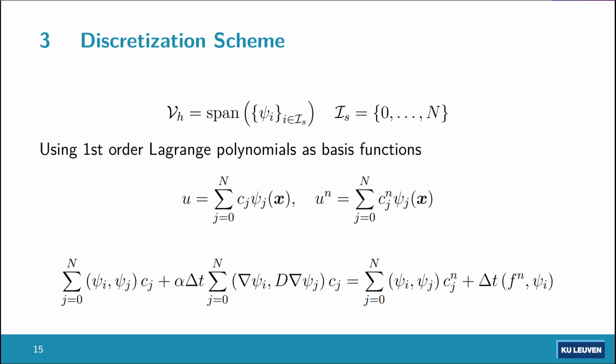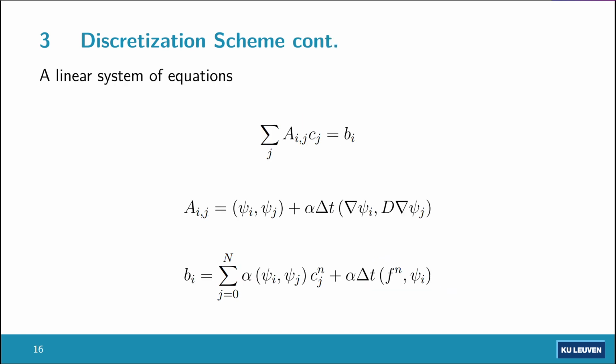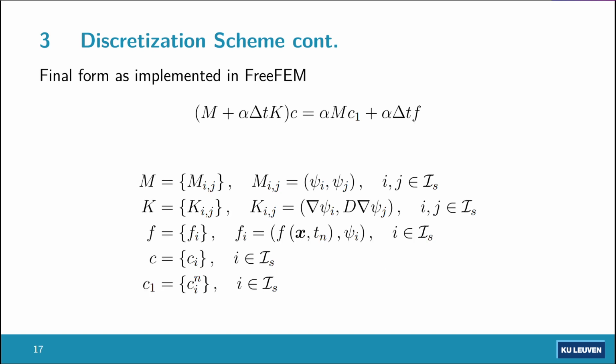So the weak form can now be written into the sum instead of integration form, which is indeed a linear system of equations with the A and B defined here. And such a form can be implemented in FreeFEM easily. This is what we've done, and we have also employed parallelization techniques in order to make it run faster.